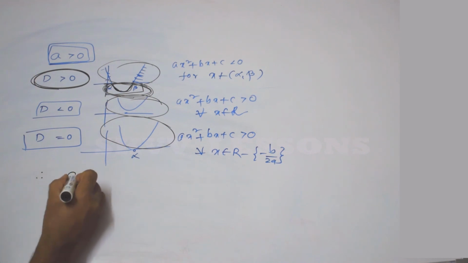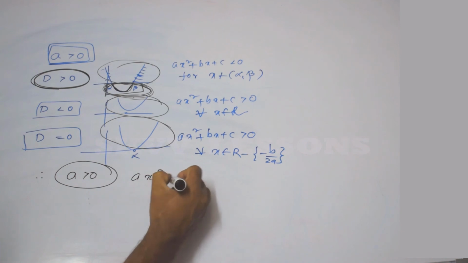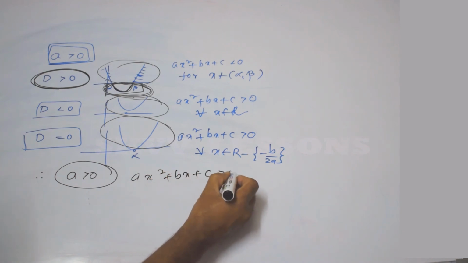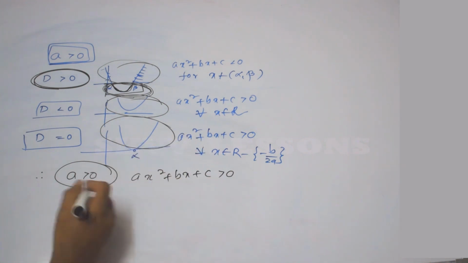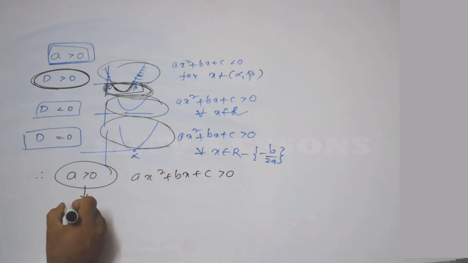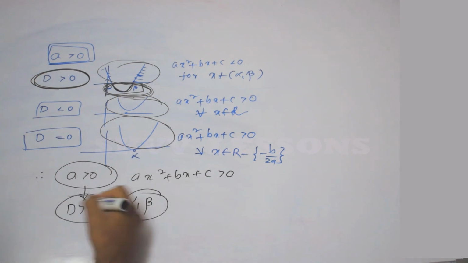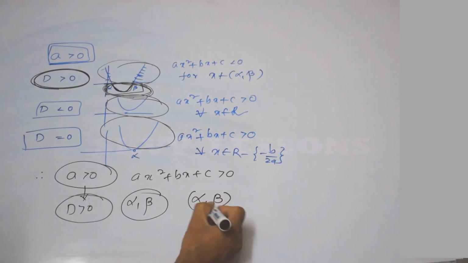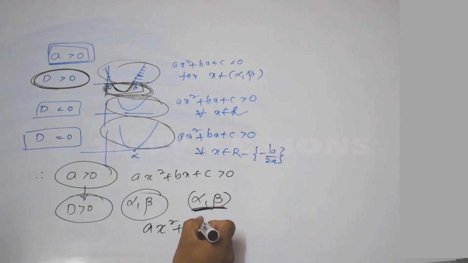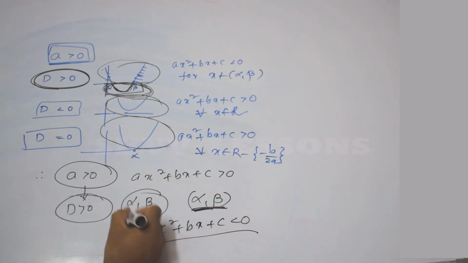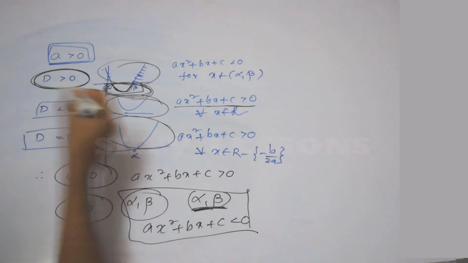So therefore whenever A is positive, most of the time ax square plus bx plus c is positive only. So when it becomes negative, that you have to remember. In the case of A positive and D positive, if I say the roots are alpha comma beta, then whenever x belongs to the open interval alpha comma beta, ax square plus bx plus c becomes negative. Except in this case, in all remaining cases, ax square plus bx plus c is positive.